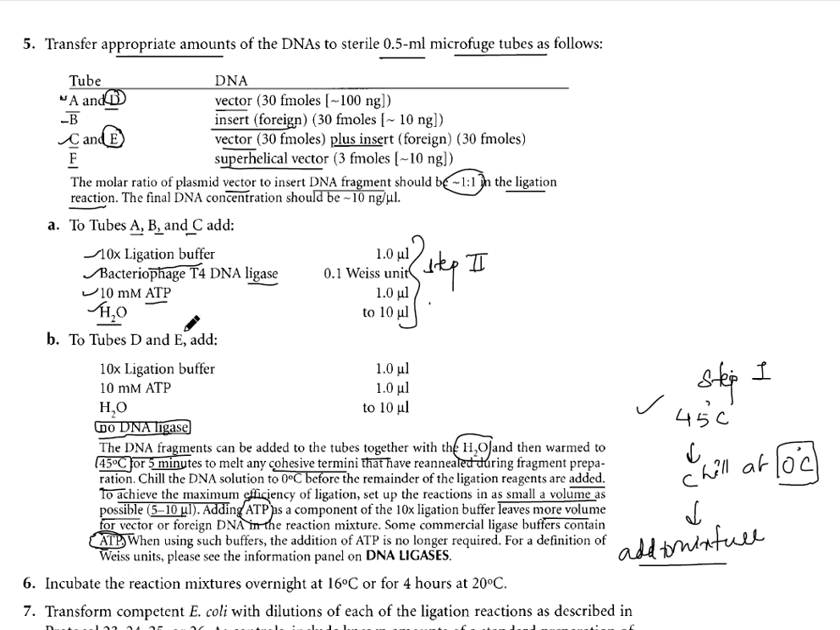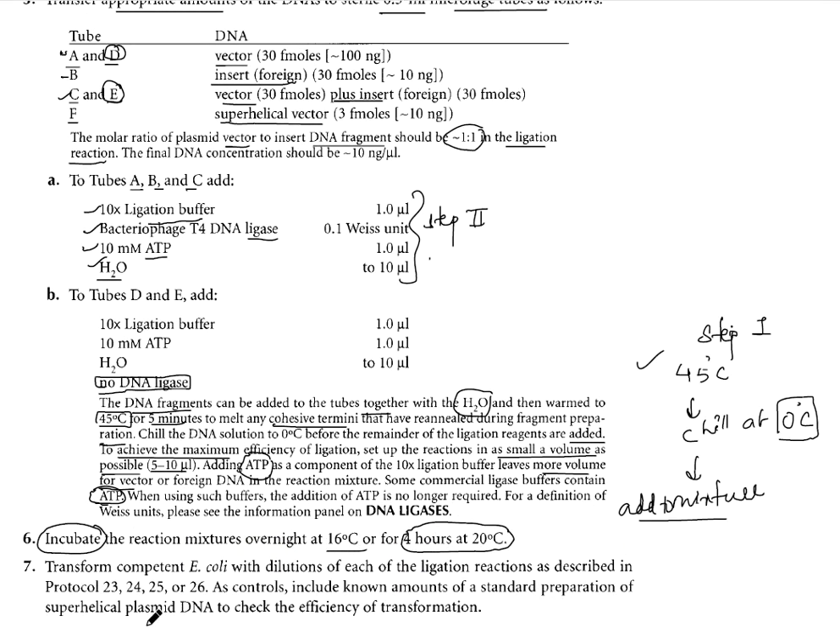Now once all the mixture is added, step 1 plus step 2, you have to incubate the mixture overnight at 16 degrees centigrade or for 4 hours at 20 degrees centigrade. Now you must have competent E. coli cells already prepared. You will transform competent E. coli cells with a dilution of each of the ligation reactions. So once this ligation reaction is prepared, you will use it to transform the competent cells. How to transform the competent cells, we will discuss later on.